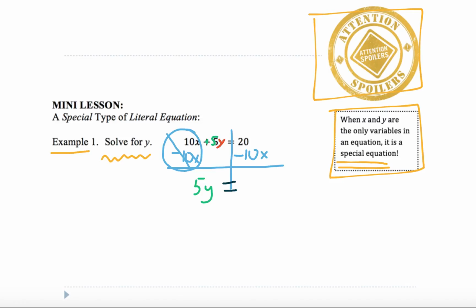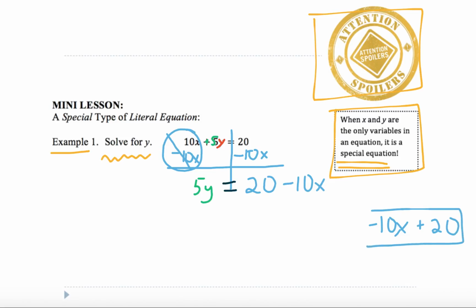And on the right side, we have 20 minus 10x. What do we get on the right side of the equation? Because these are not like terms, we cannot combine them. So we can bring them down just the way they are, 20 minus 10x. Although if you wrote negative 10x plus 20, that would also be correct.